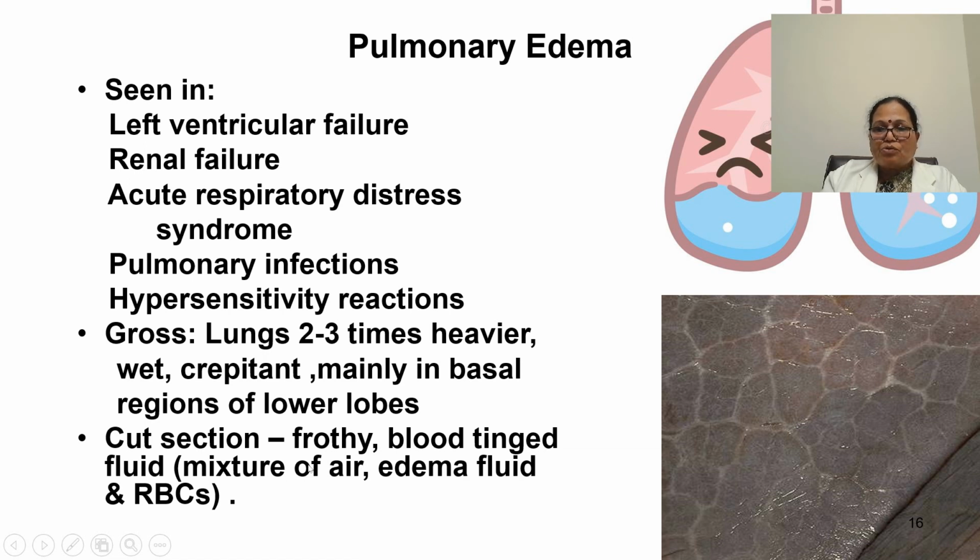escapes out. Once we put a slice into formalin, you find frothy blood tinged fluid, which is a mixture of air, edema fluid, and RBCs. Okay.